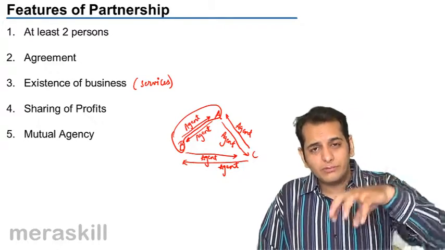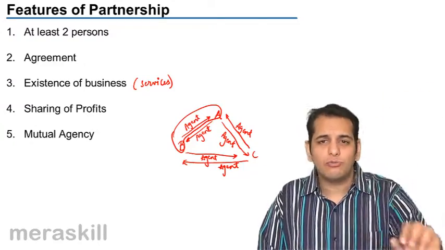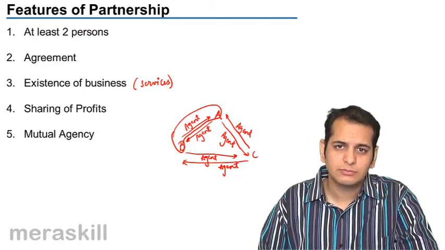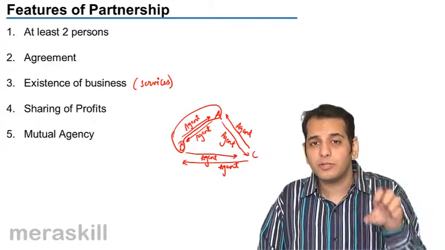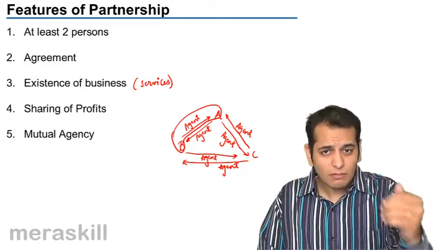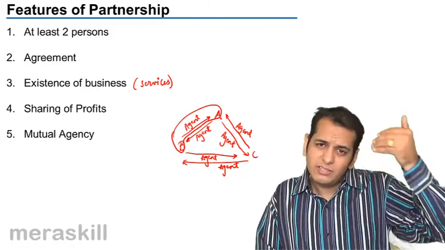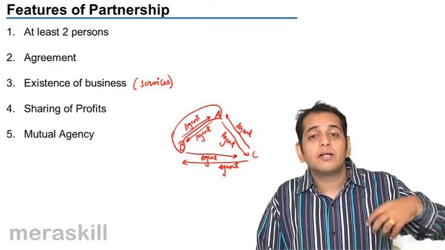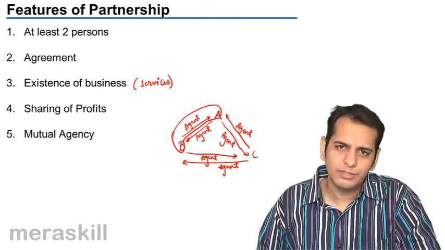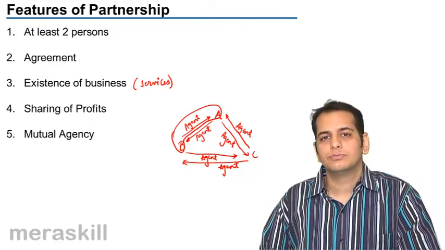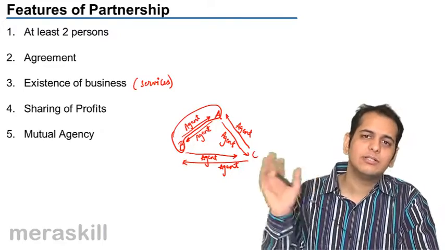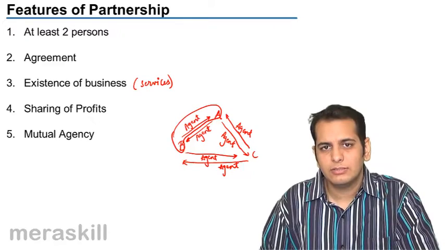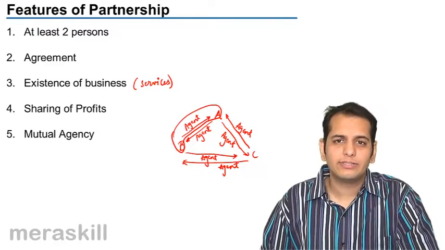So there's one partner, he is agent of all the other partners. Thus all the other partners become his principal. At the same time, all the other partners are his agents. So he becomes the principal of all the other partners also. So this relation amongst the partners is called mutual agency.